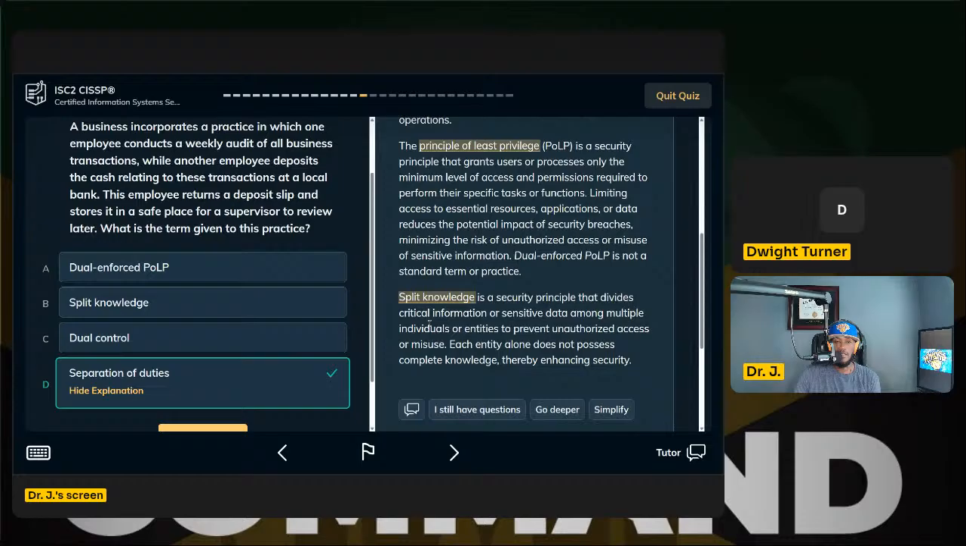Split knowledge is a security principle that divides critical information or sensitive data among multiple individuals or entities to prevent unauthorized access or misuse. Each entity alone does not possess complete knowledge, thereby enhancing security.